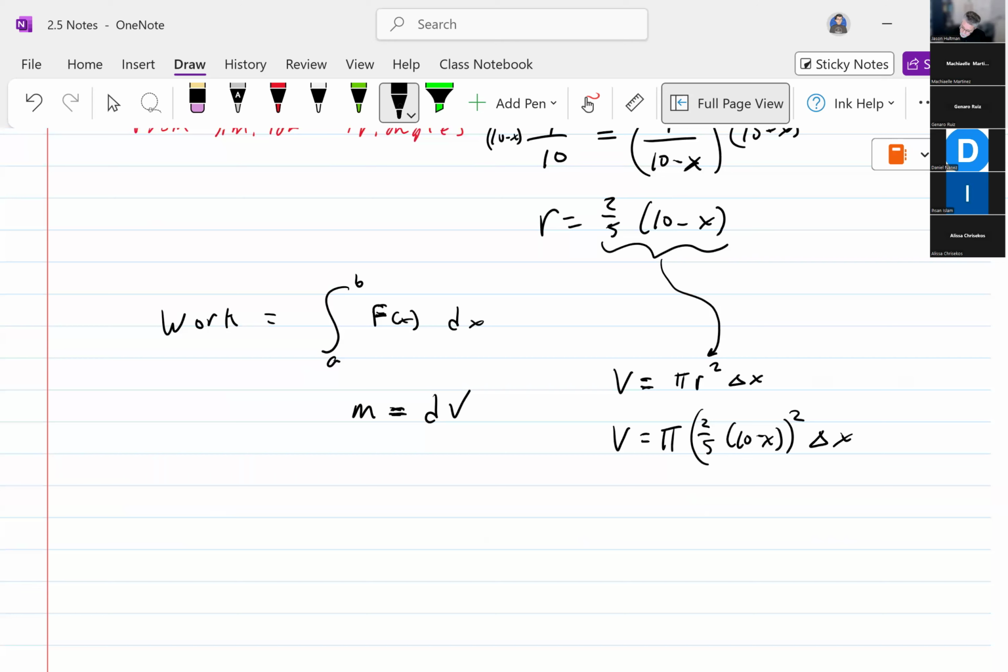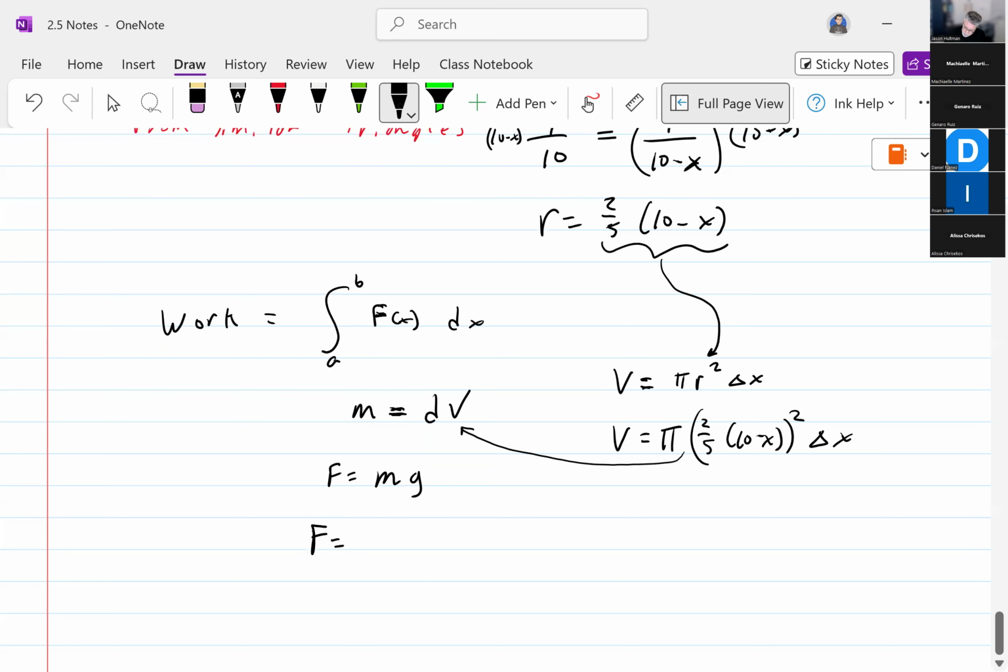So we now know the mass. What we really want is the force, which is mg. The force is mg. So we can take the volume, plug in for the volume, multiply it times the density of water, and then multiply that times the acceleration due to gravity. We should get a function for the force.